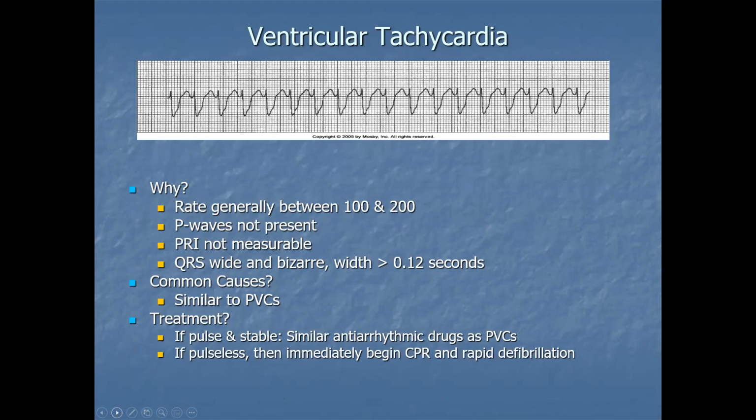So, the rate is generally 100 to 200. P waves are not present, not measurable. PR interval is not measurable. QRS is wide, bizarre, greater than 0.12 seconds. Causes are similar to PVCs. And the treatment, if the pulse is stable, is similar antiarrhythmic drugs as for PVCs. If it's pulseless, then immediately begin CPR and rapid defibrillation.